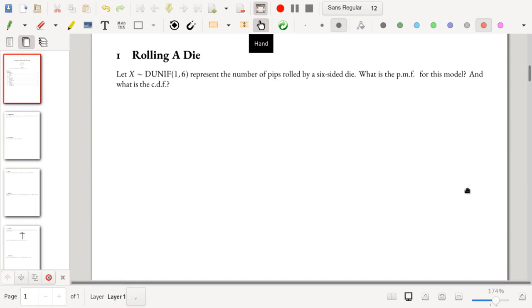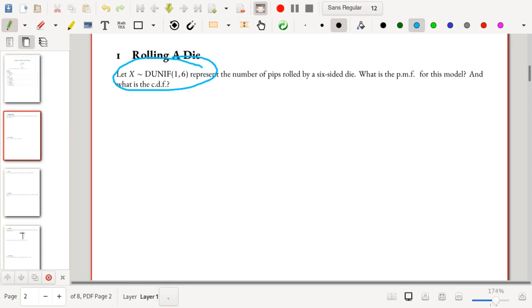Okay, so let's start out with the first example where we're rolling a six-sided die. Let X follow a discrete uniform distribution with minimum of 1 and maximum 6. That's representing the number of pips rolled by a six-sided die. What is the probability mass function for this model, and what is the CDF? And by this, I'm not asking for any sort of complicated derivation of what the probability mass function is, since I've told you that X is following a discrete uniform distribution. It should be possible for you to just use the formulas that were available to you.